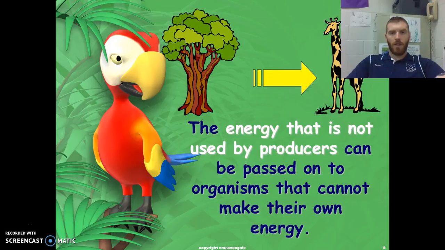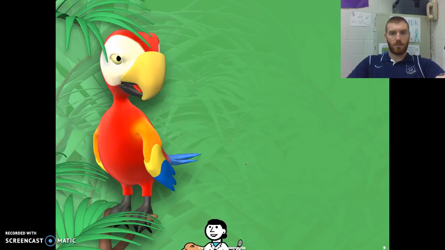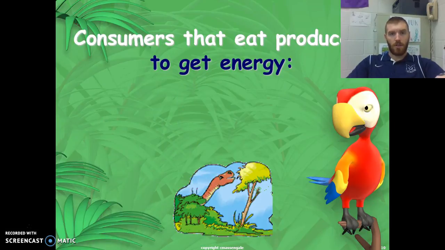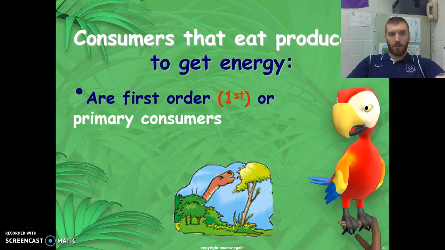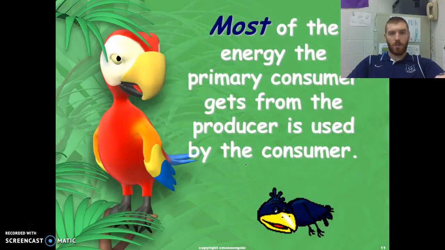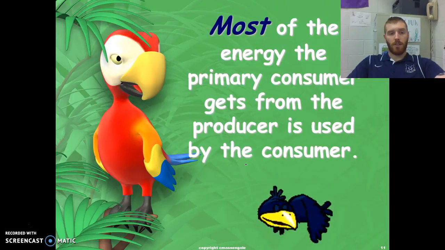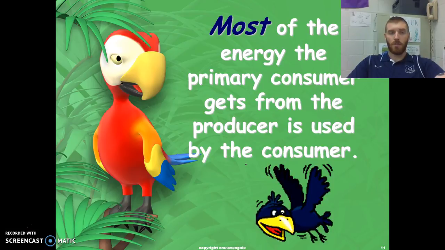Okay. Energy that is not used by producers can be passed to organisms that cannot make their own energy, such as us. This is why we don't get all of the energy, because plants use most of it. Organisms that cannot make their own energy are called consumers. Consumers eat producers to get the energy. And there are first order consumers, which are primary consumers, or herbivores. And again, we see that most of that energy that they get from the producer is consumed by themselves.